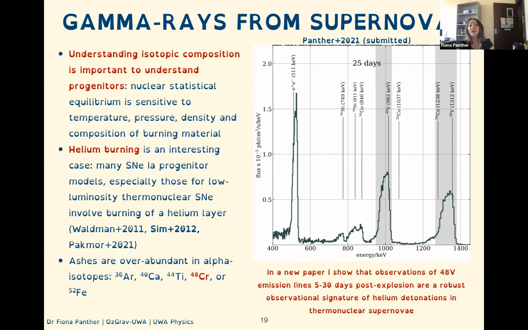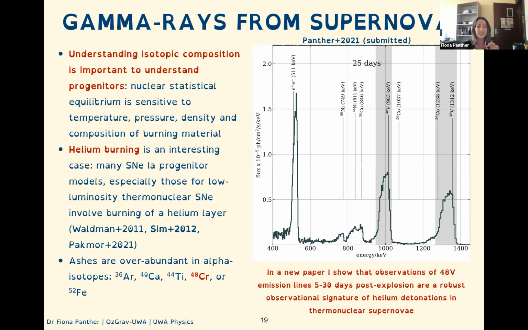And helium burning is actually a really interesting case. There are quite a few type Ia progenitor models that involve some degree of helium burning. So you've got some helium layer present, and then you get some sort of alpha capture process going on. And the ashes of these helium burning type Ias are overabundant in alpha isotopes, so things like argon-36, calcium-40, titanium-44, chromium-48, and iron-52. And I've highlighted chromium-48 because this is a really interesting one.